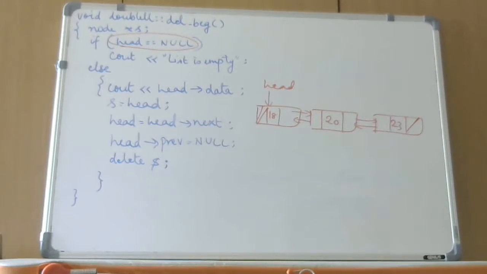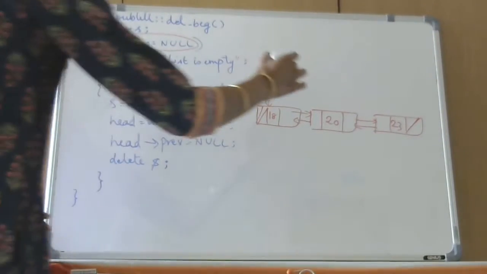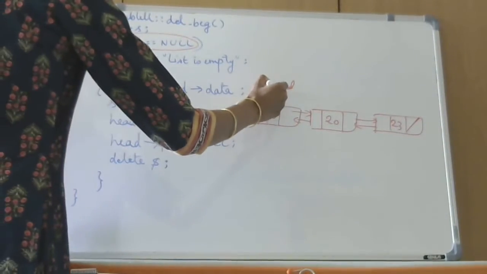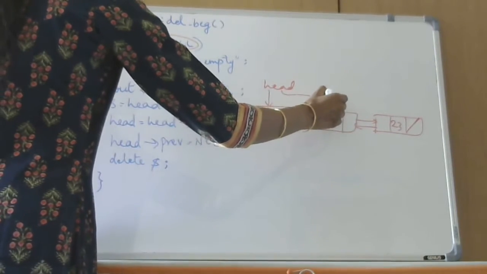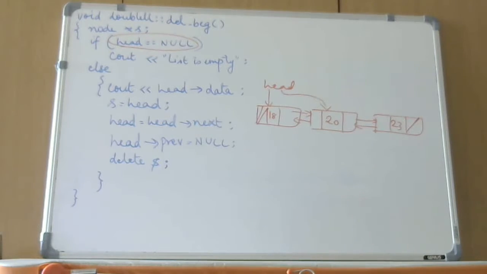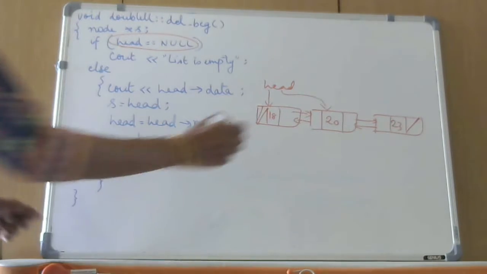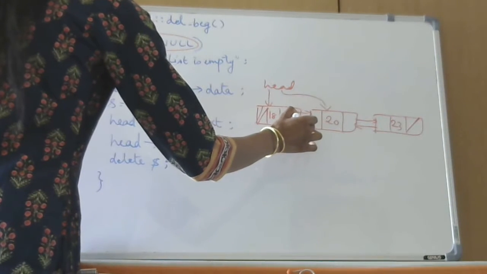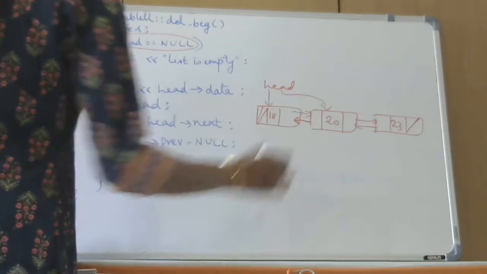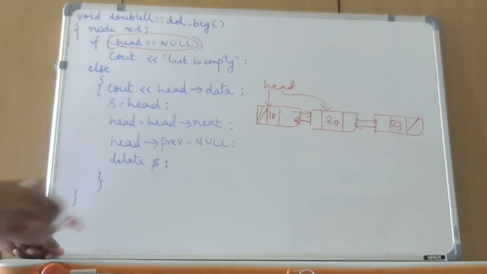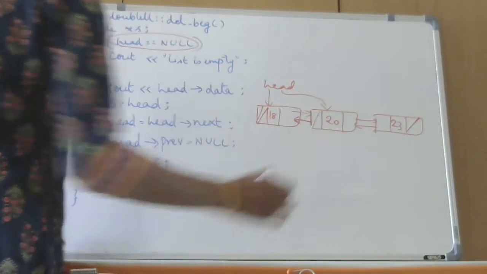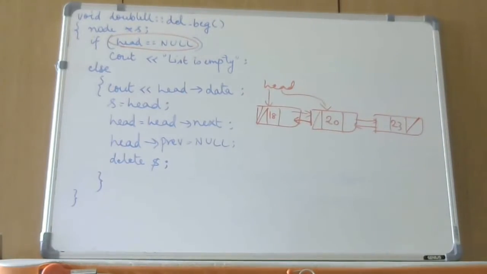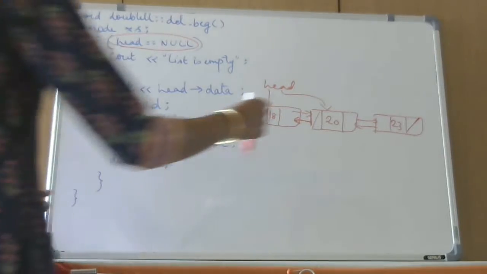18 should go. If 18 goes, what are the changes that you have to make? First, head should not be pointing to 18 anymore. It should point to 20. Correct? That is the first change. Next, the previous of node 20 has to be null, because there is no node before it. 20 becomes the first node. So these are the changes that we have to make.